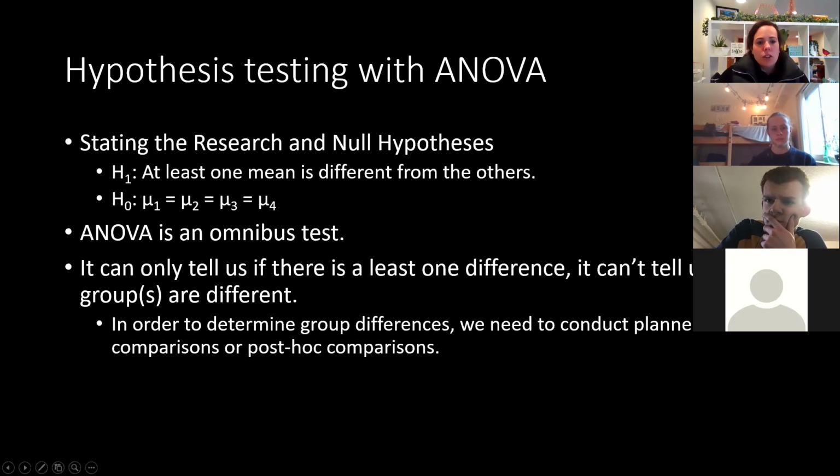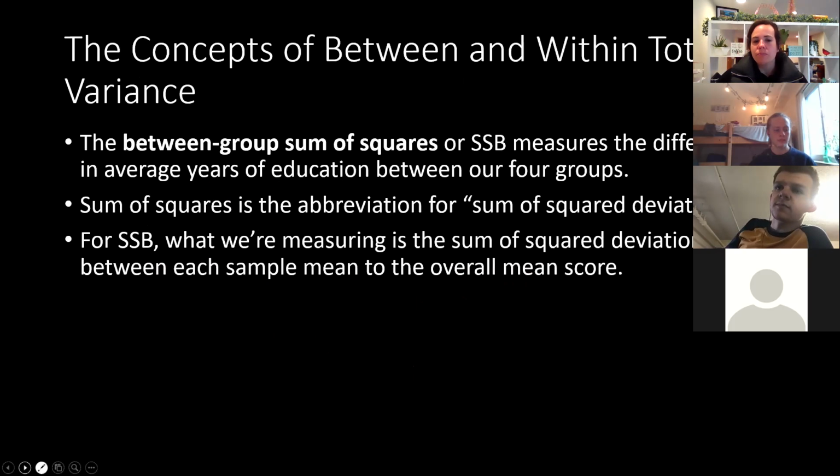So the way you would see the nomenclature for your null hypothesis is that the mean of population 1 or sample 1 equals the mean of sample 2, which equals the mean of sample 3, which equals the mean of sample 4. Okay. It can only tell us if there's at least one difference. It will not tell us which group is or are different. In order to run some of those analyses, you'll need to conduct post hoc analysis specifically on those groups to see which one is more or less than the other. So something to be mindful of.